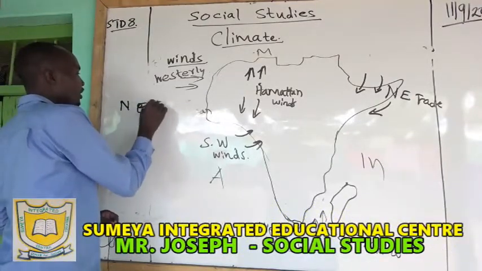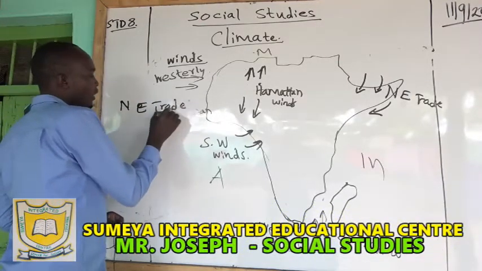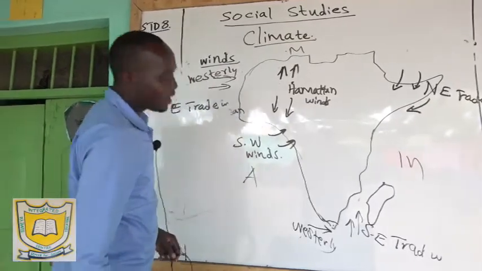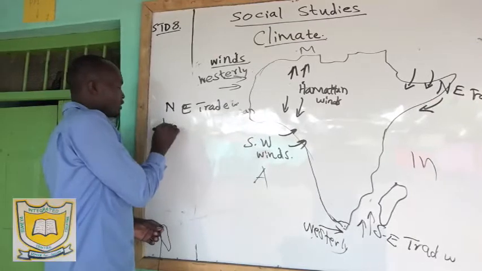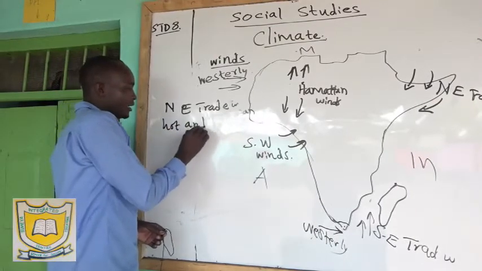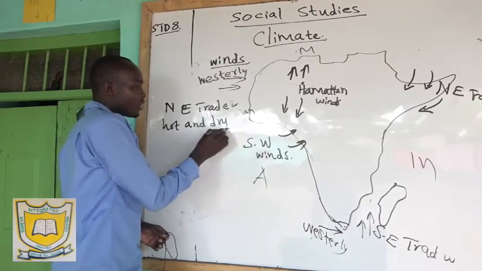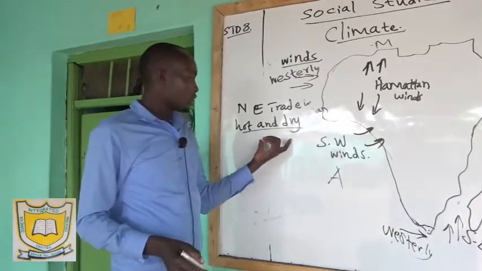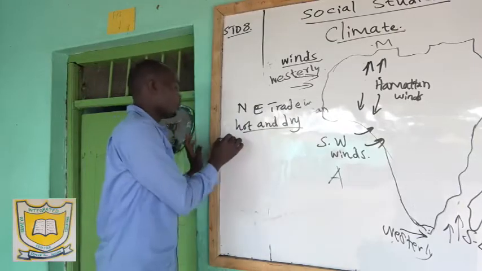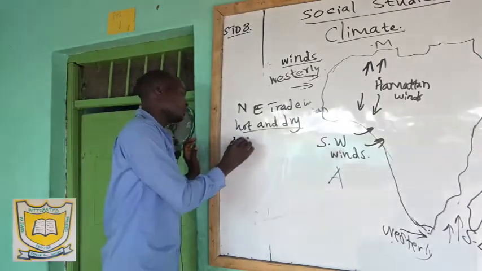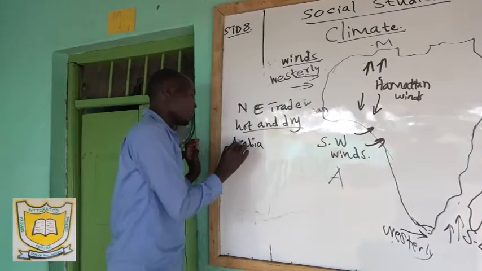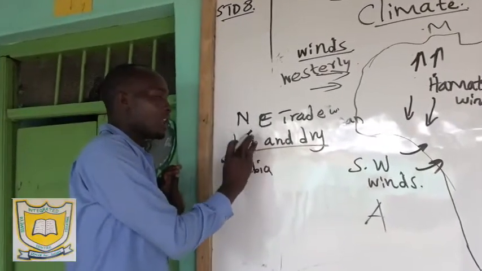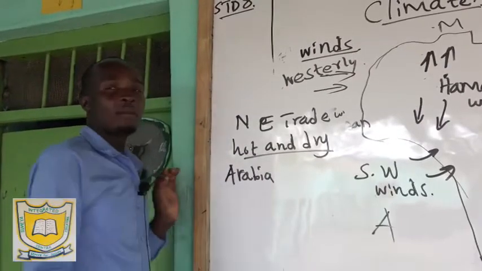Northeast trade winds, they are very hot and dry. They cause dry conditions. And why are they hot and dry? These winds are hot and dry because they originate from Arabian land. So they travel all the way from Arabia, and Arabia is a very dry land. So the wind travels from Arabia and it's very dry, so it originates from a dry land.